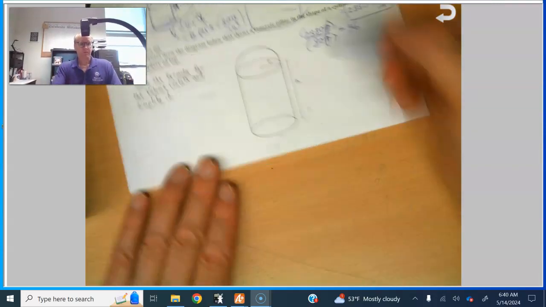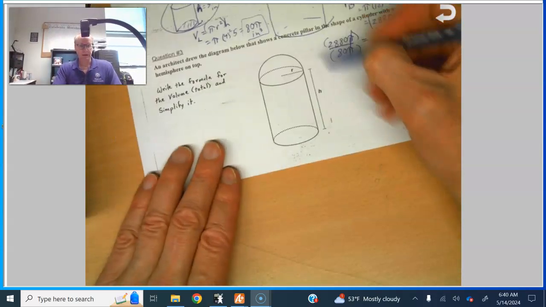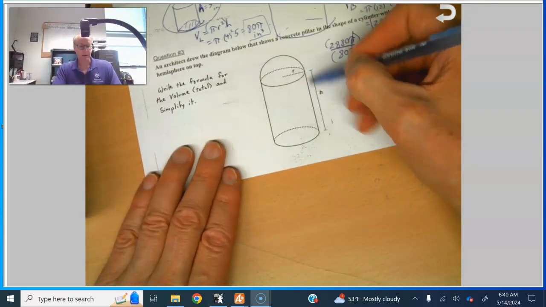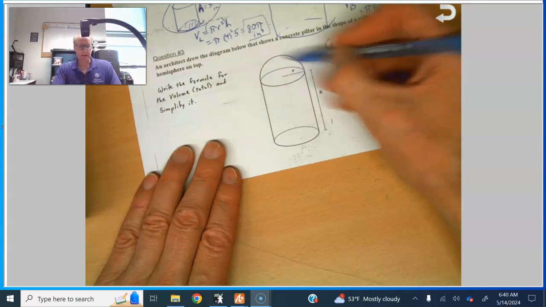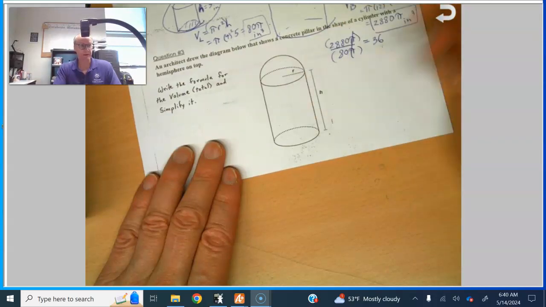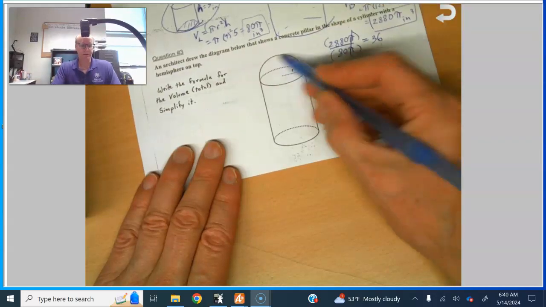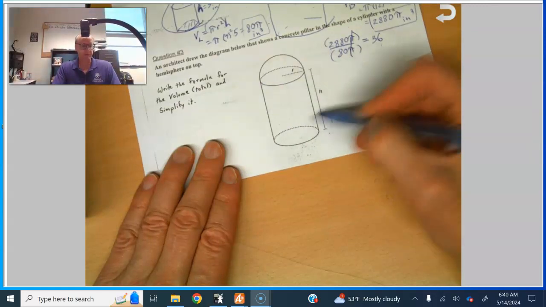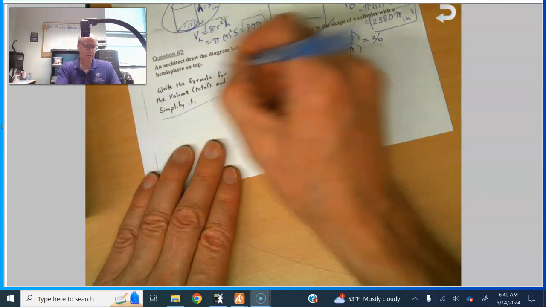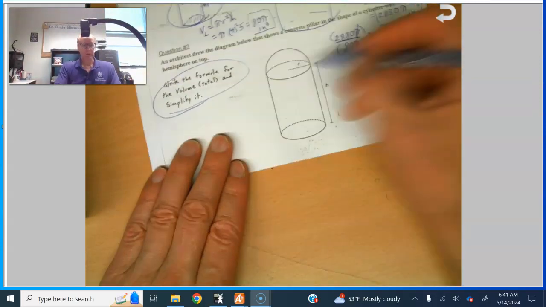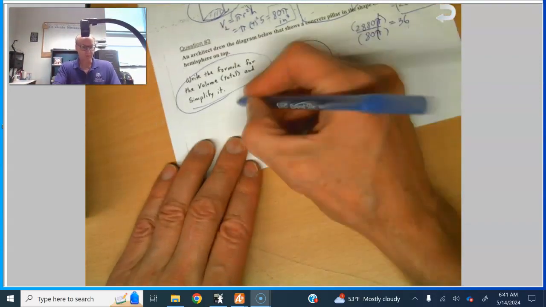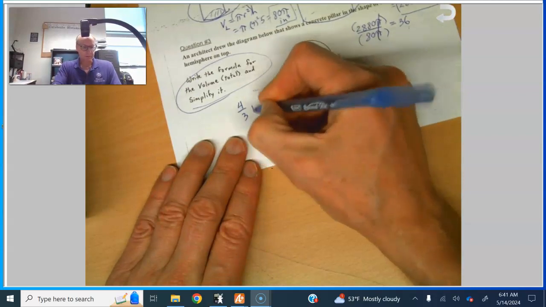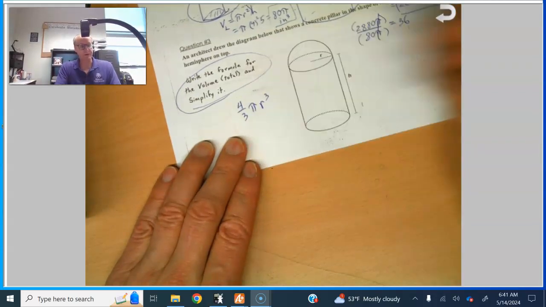All right. Volume of, looks like it could be an observatory, something like that, where you've got a hemisphere, a half of a sphere on top, and a cylinder on the bottom. And it says, write the formula for the volume. So the volume of the sphere is 4/3 pi r cubed. That's the volume of a sphere. But I want half of that.